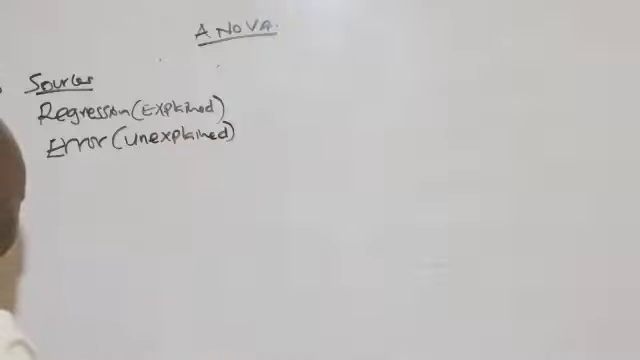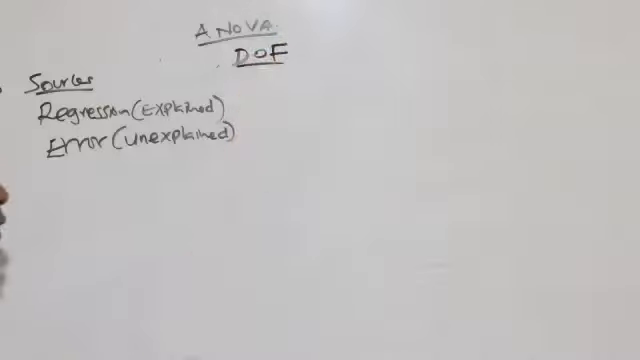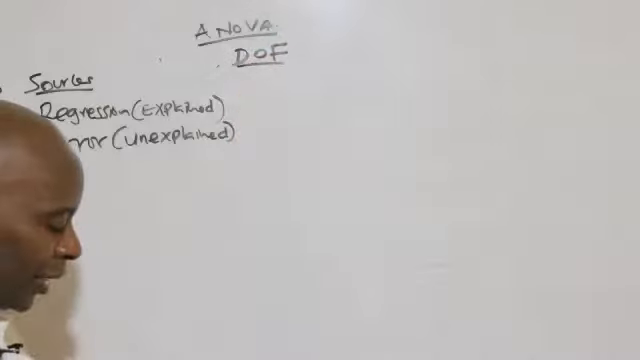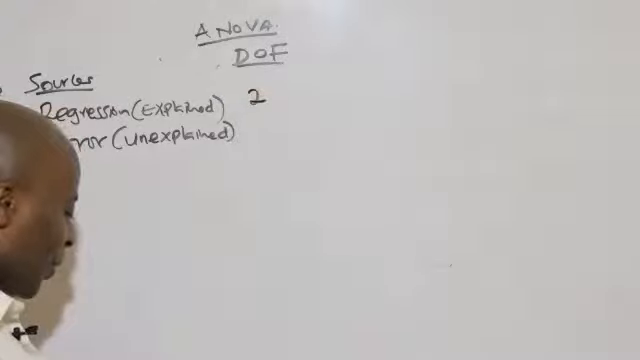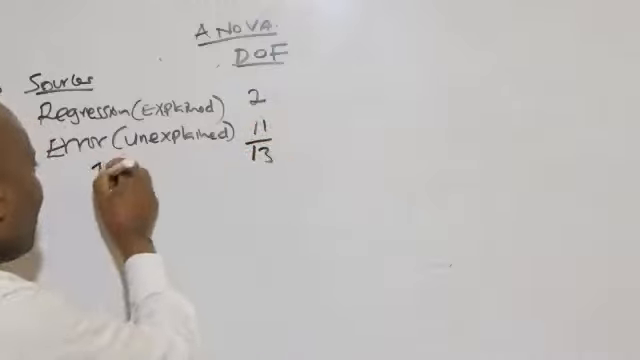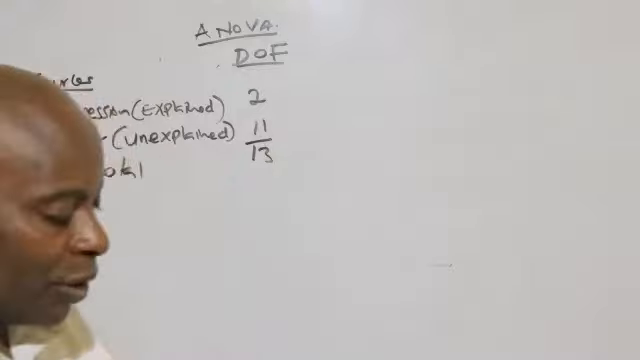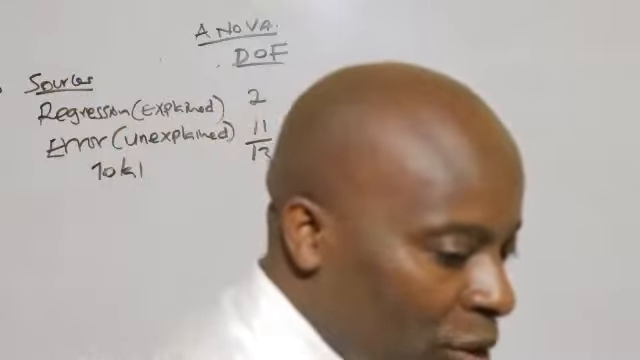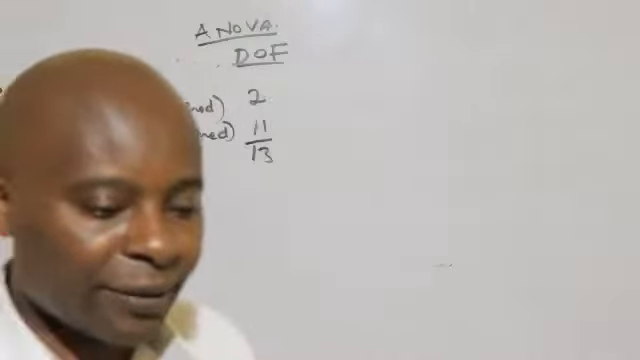So, ladies and gentlemen, from our yesterday's question, they have given us the DOF. DOF is the degrees of freedom. So here we have 2, here we have 11, here we have 13 if you add, that is the total. Total is 13. Now, go to the next column. The next column is called the SS.